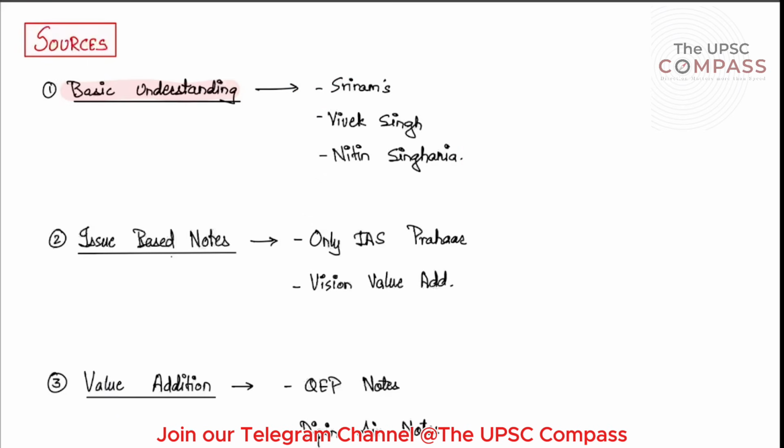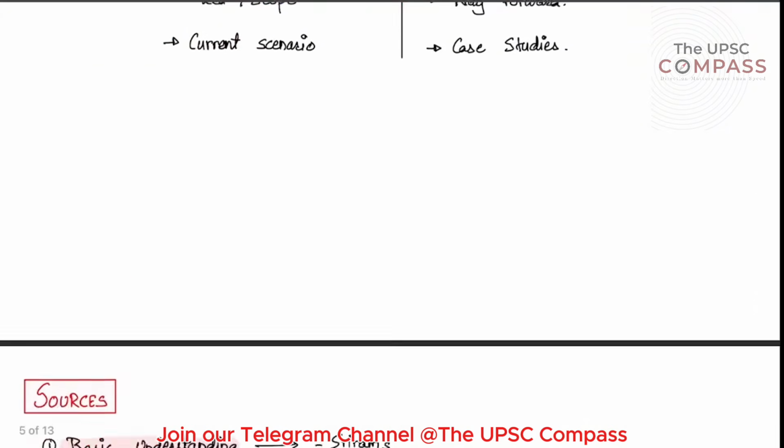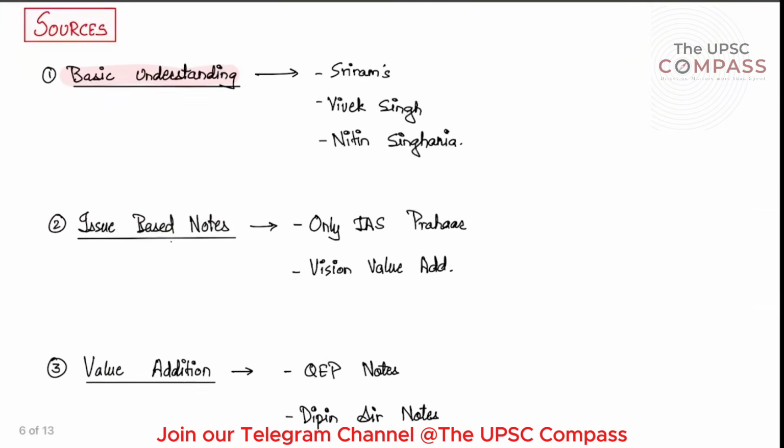with some value-added consolidated notes that are available in the market. With respect to such notes, only IS Prahar is a very good source, or Vision value-added material is a very good source. Any one of these two sources you can use and prepare your one-pager notes like we discussed here, covering all the dimensions of the topic. So automatically your task of preparing notes becomes easy.